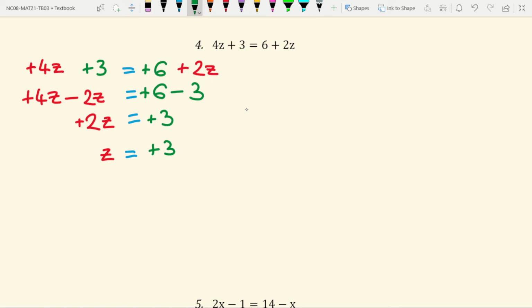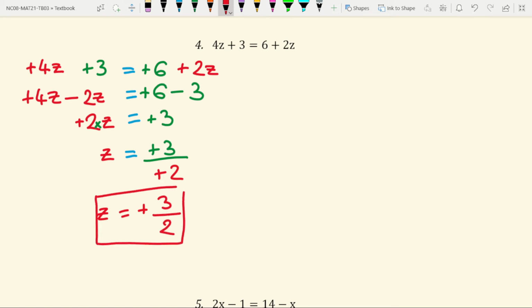But plus 2 while transposing will not become minus 2, because it is getting multiplied with z. So multiplication will turn into division. It will be written as z is equal to plus 3 divided by plus 2. So plus divided by plus is plus. So the answer will be z is equal to plus 3 by 2. This is our answer. So we obtained z as plus 3 by 2.